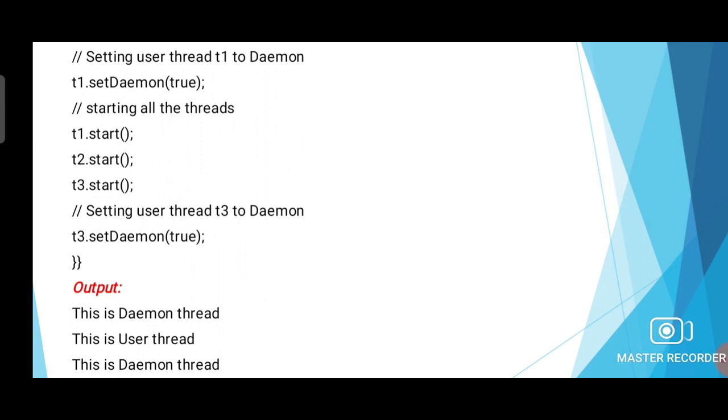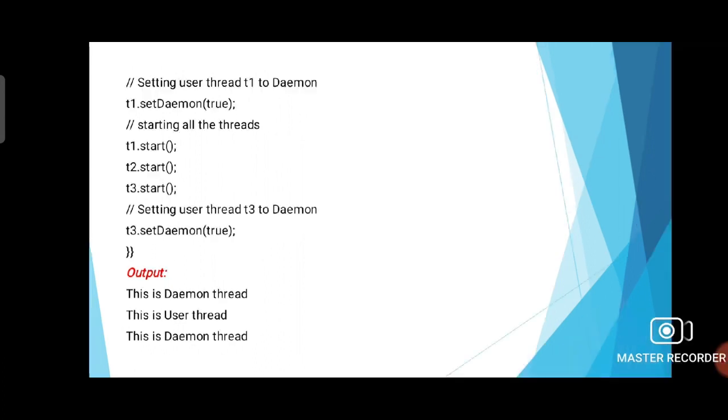When the threads get executed, the first output, "this is Daemon thread", is for the thread t1. The second statement is produced by the execution of t2. Since t2 is a user thread, we get the statement "this is user thread". Then "this is Daemon thread" is produced by the execution of t3. Since t3 was a Daemon thread, we get the statement "this is Daemon thread".